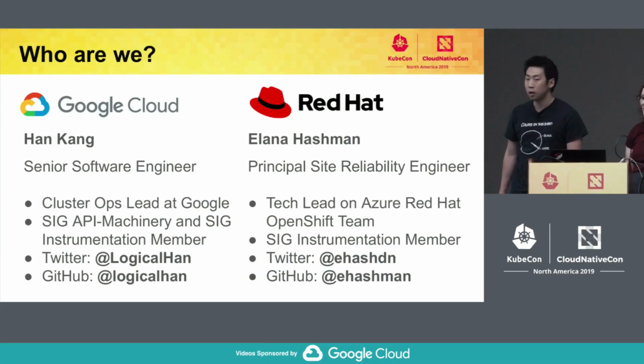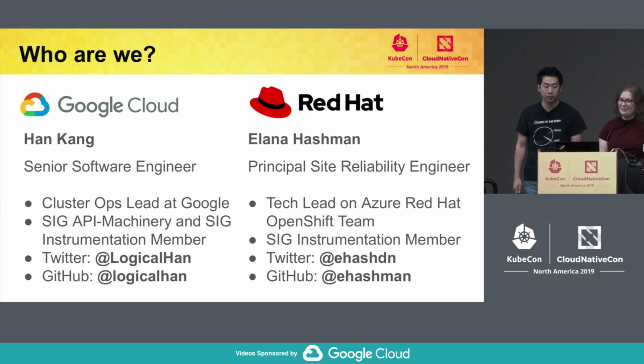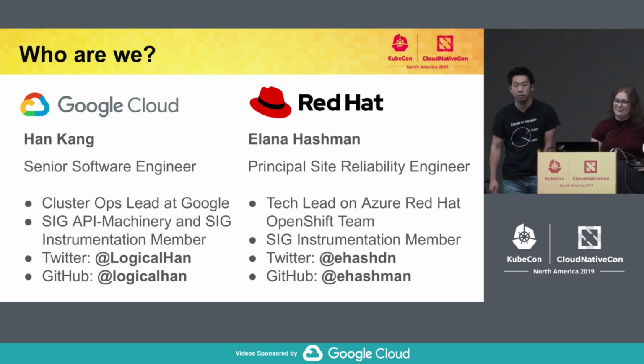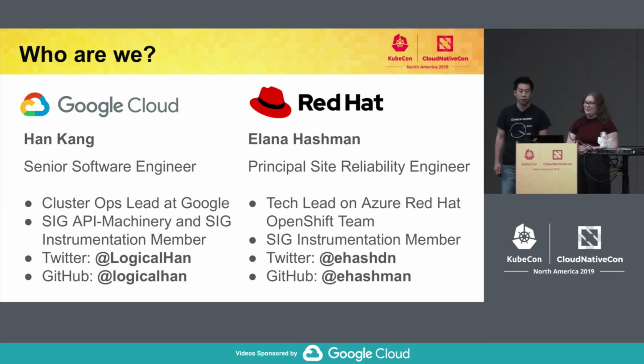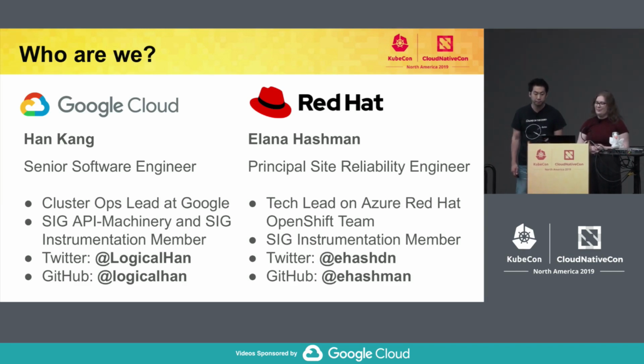Briefly, my name is Han Kang. I'm a software engineer. I lead the cluster ops team at Google, which is a part of the broader GKE API machinery team. In open source, I contribute to both SIG API machinery and instrumentation. And I actually wasn't aware that I still had a Twitter, but Elana correctly deduced that it was exactly the same as my GitHub handle.